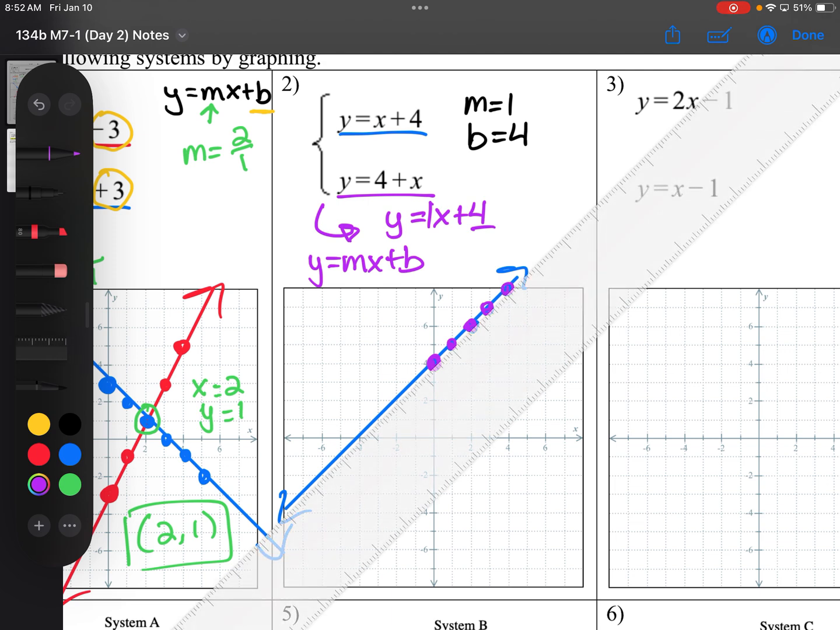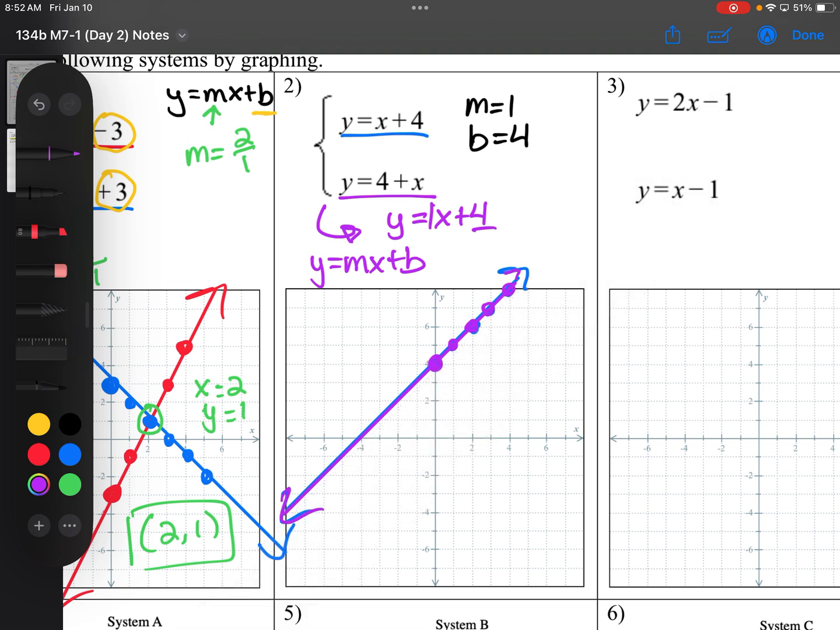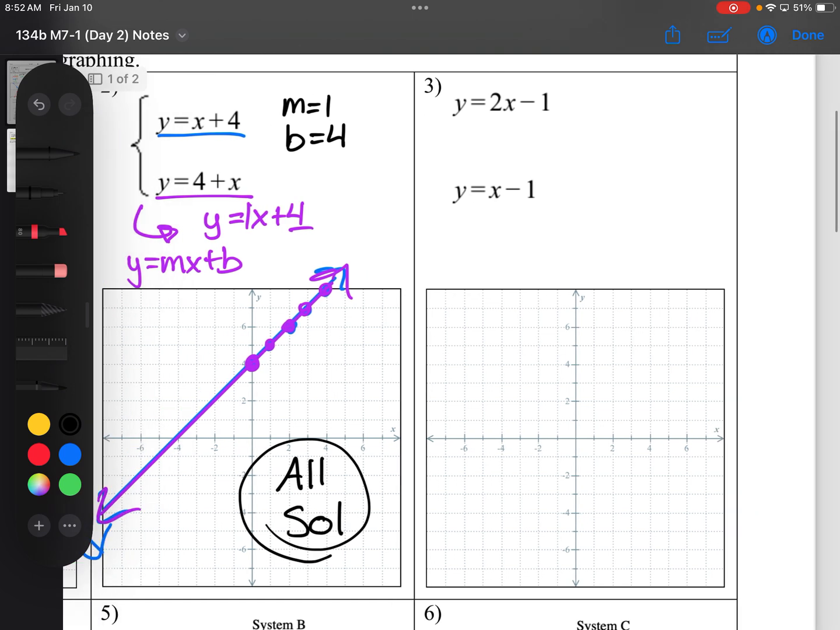And so you'll notice about those 2 lines, they're exactly the same line. So if that is the case, they don't just have one solution, they have infinitely many solutions, or all solutions, okay? Every single point of each of those lines is shared with each other. So each and every point is an answer. So it has all solutions. It's the same exact line. Okay, on to the next one.